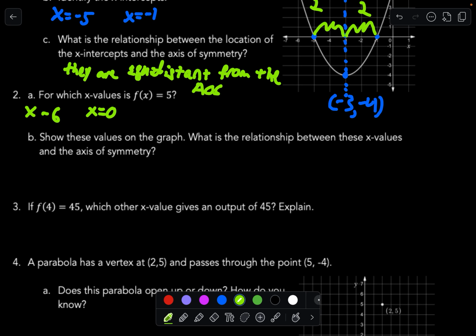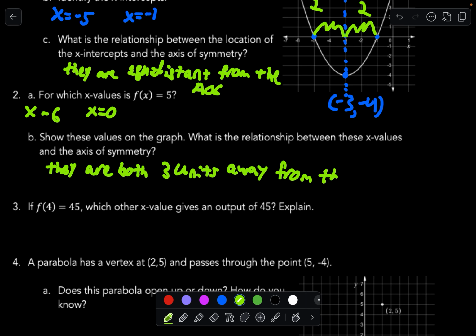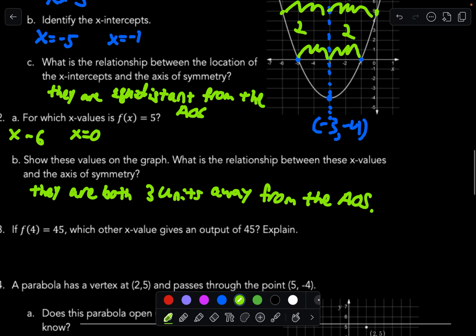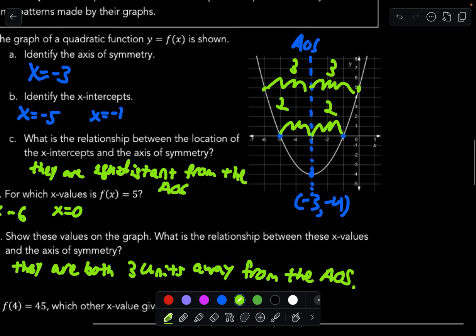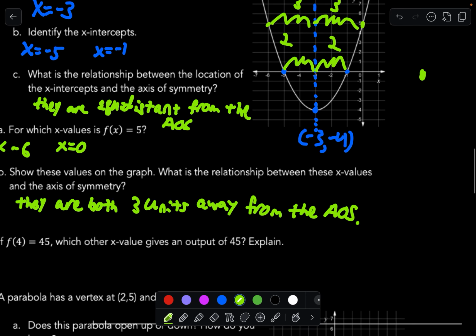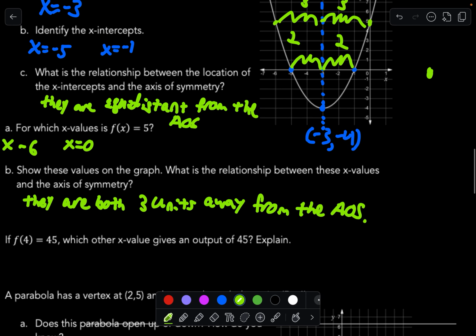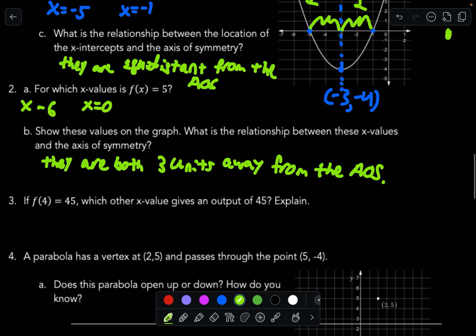So they are both 3 units away from the axis of symmetry. Now, with that in mind, if f of 4, so 4 is over here somewhere, is equal to 45, which other x value gives an output of 45?